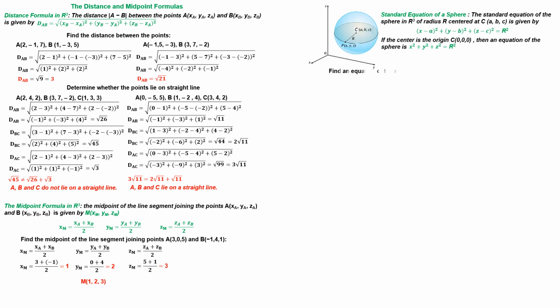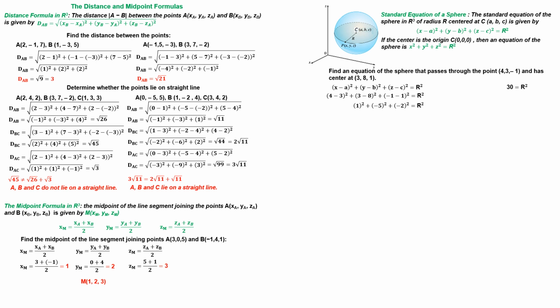Let's see how it works. We use the standard form of the equation of a sphere to find the radius r of the sphere. Take the formula and plug the coordinates of these two points into our sphere equation. Now that we know the radius squared, we write the standard form of the equation of the sphere by substituting the coordinates of the center and by substituting the radius squared by 30. Let's see another example.